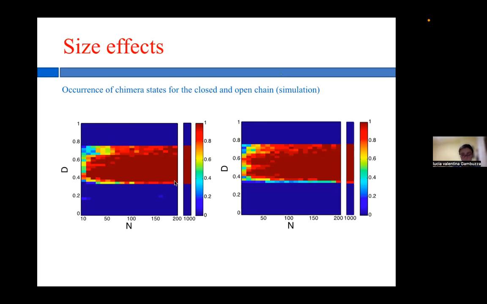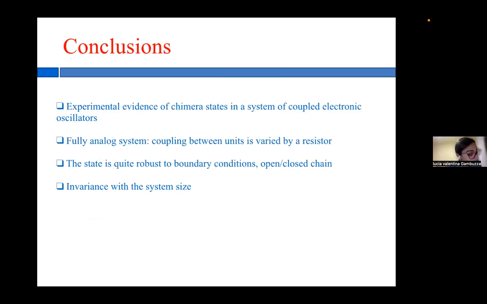This is just in simulation, and we can say that our system, both the open and the closed chain, is stable by changing the size of the system itself.